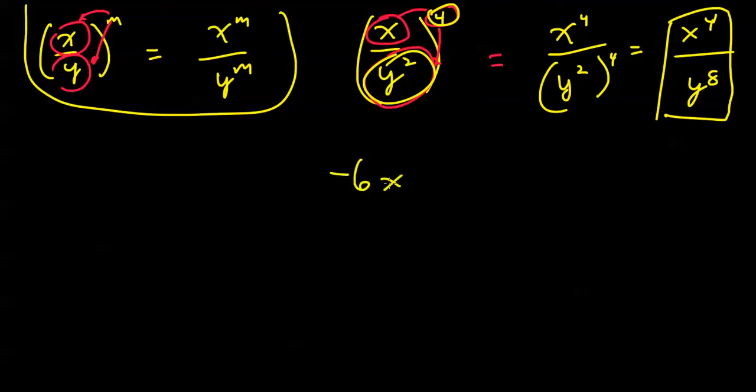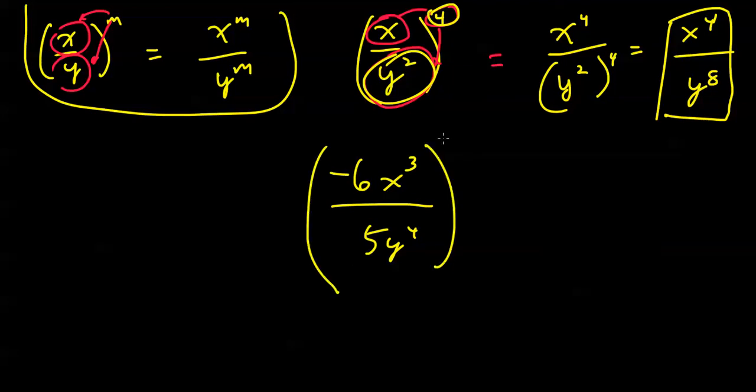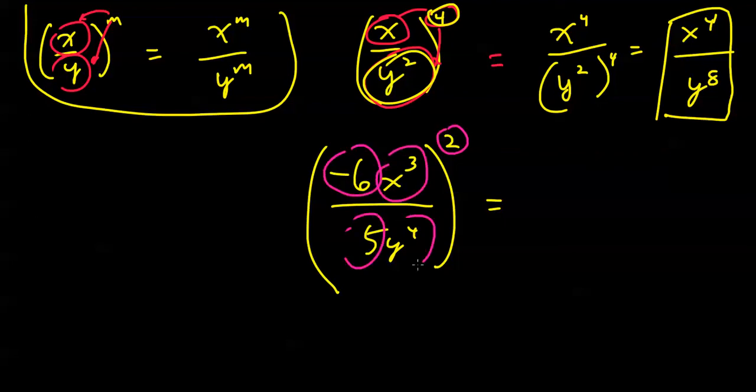Let's do something a little nastier. Here I've got a fairly complicated quotient, minus 6x cubed over 5y to the fourth. If I want to raise that to an outer exponent, say raise it to the second power, I can grind this out really using my previous two rules in combination. Whether it's a quotient or a product, if I can raise a product or quotient to a power, I should be able to distribute my exponent over all factors of that quotient or product.